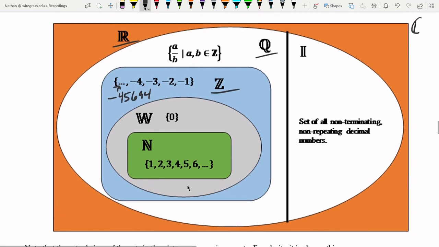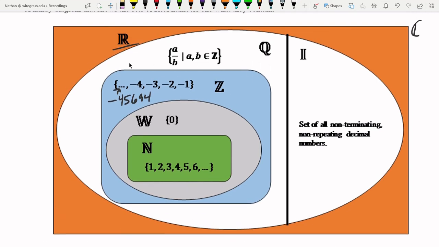If that's not clear, then you can always go in reverse. So we know it's going to be a real number because we're working with real numbers. And since negative 45,694 is a decimal number, right? I can write it as negative 45,694.00000. It's a terminating decimal or an infinitely repeating decimal, whichever one you want to think of it as. That means it has to be a rational number. Okay, and it has no decimal part. We can actually write it without that decimal part. So we know it has to be an integer.